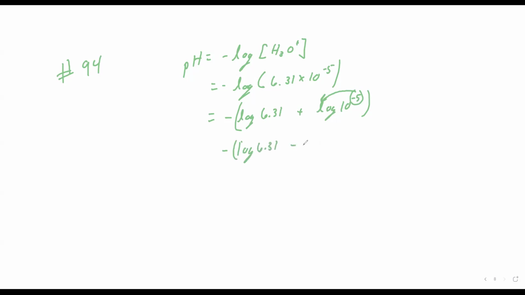Well, technically, -5 log 10. And since these two are technically the same, because that's an imaginary base of 10 and 10, this ends up just being 1. And then 5 times 1 is just 5. So we get negative log of 6.31 minus 5. But again, we'd still have to type it into the calculator to figure out what log of 6.31 is.